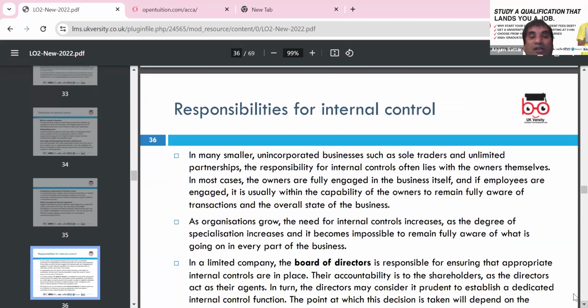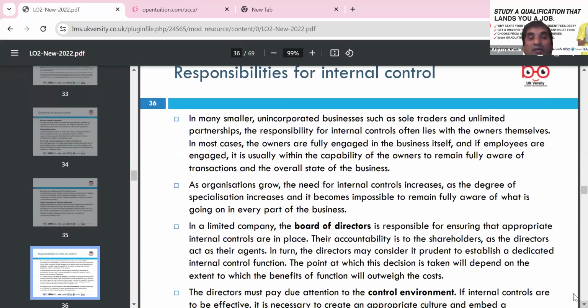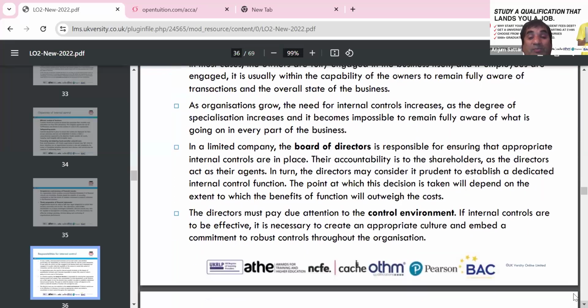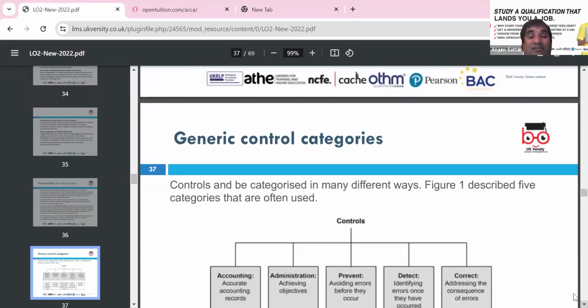Okay, responsibility for internal control. In many small incorporated businesses, such as sole traders and unlimited partnerships, responsibility for control lies with the owners themselves. In a public limited company we have committees and corporate governance. Ultimately, directors are the agents of the shareholders, and those internal controls are in place in the best interest of the shareholders.